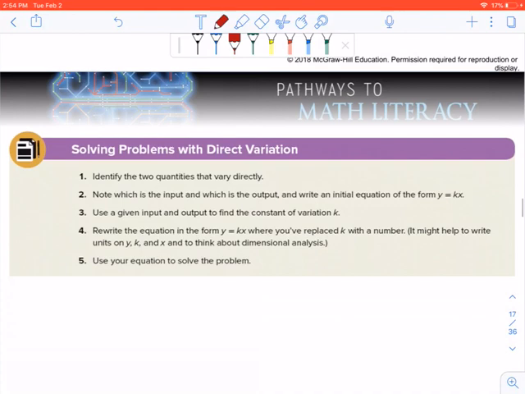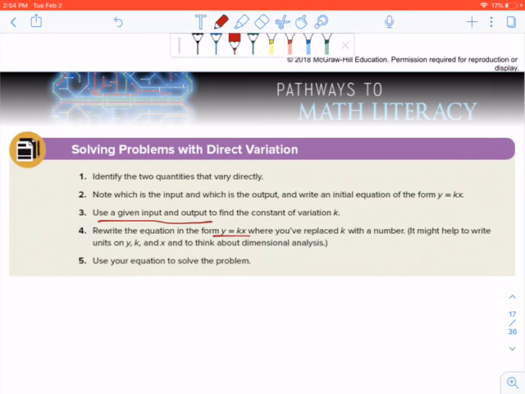Alright, so solving problems with direct variation, we first identified the two quantities that vary directly, so in that case, cost and number of gallons. Note which is the input and which is the output. You input the gallons to figure out the total cost. So then we write our equation in the form y equals kx. We have to find the constant of variation using the given input and output to find what k is. Then once we have k, we can rewrite the equation in the form y equals kx, where we replaced k with the number, so in our case it was 2.22.